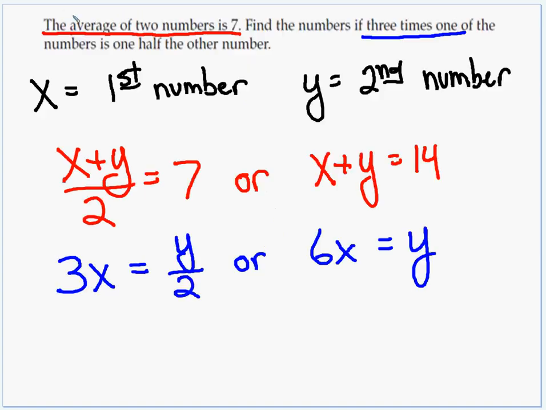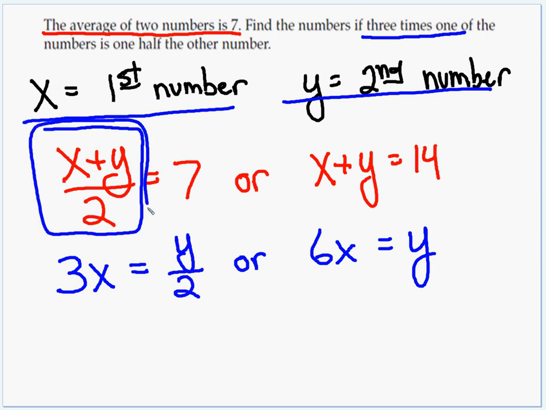All right, here's another hidden sort of word problem for these systems. The first, I'm going to just call x my first number. I'm going to call y my second number. And what I underline in red, it says the average of the two numbers is 7. So how do you find an average of two things? You add them together and divide by 2. So that's x plus y over 2 is equal to 7.